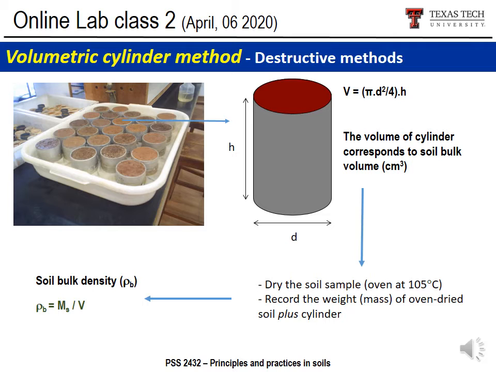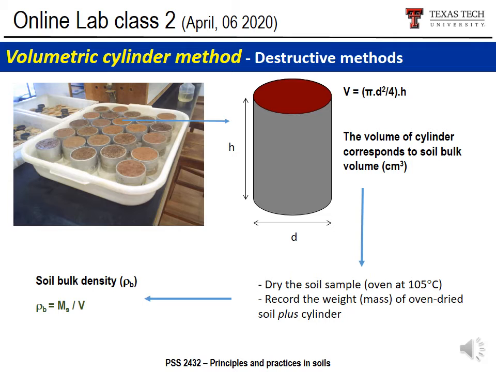After that, oven dry the samples using an oven, and after 24 hours, 48 hours, until the samples are totally dry, right? And you must record the mass of oven dry soil plus cylinder. Okay, since you know the mass of the cylinder, by difference you can get the oven dry soil.